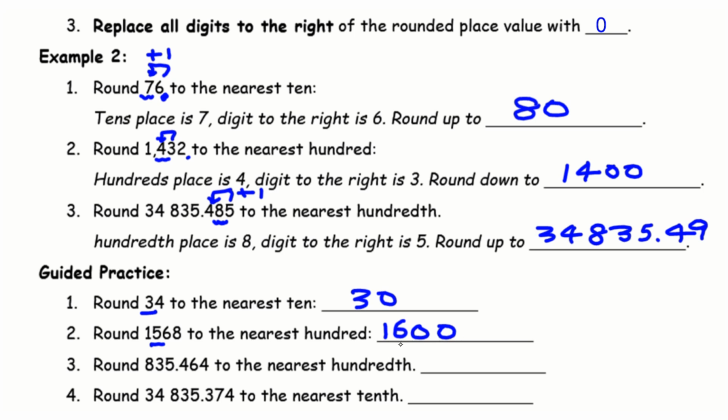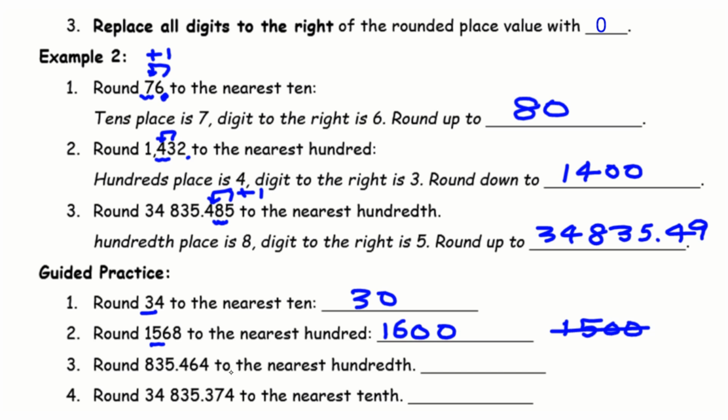You also can see which one it is close to. Is it 1600 or 1500? Which one is closer? This one, 68, is close to 1600. Then it's not this one.